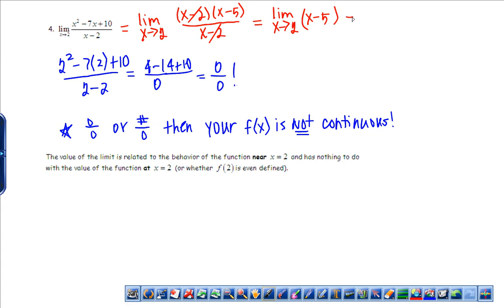So now I can plug in my number of 2. So 2 minus 5 and my limit approaches -3. The value of the limit is related to the behavior of the function near x equals 2 and has nothing to do with the value of the function at x equals 2.